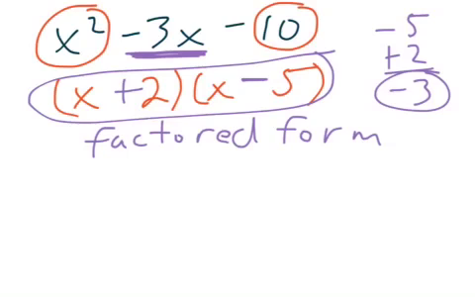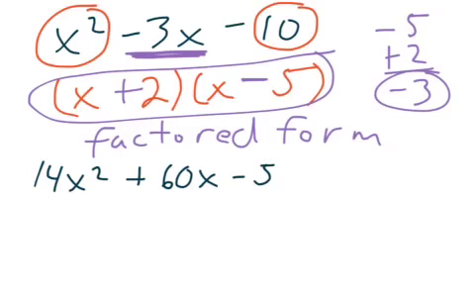Now let's do a tougher factoring. We really didn't get into these too much, at least in IM1, but we will start doing it as of today. So let's say I gave you this: 14x squared plus 60x minus 50.